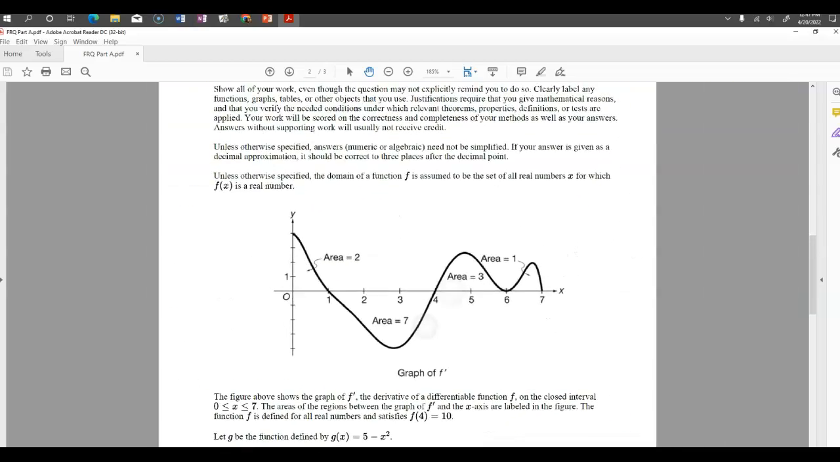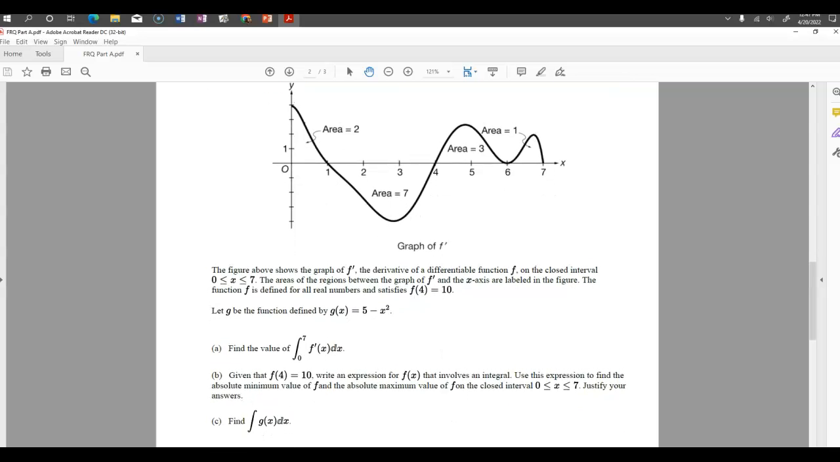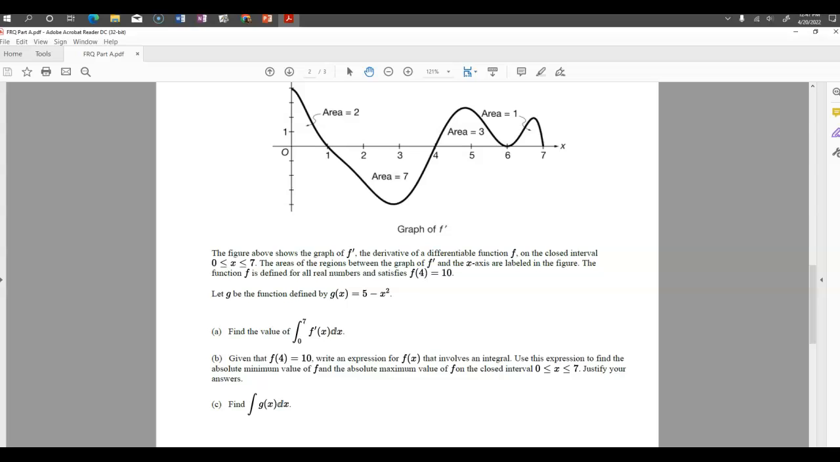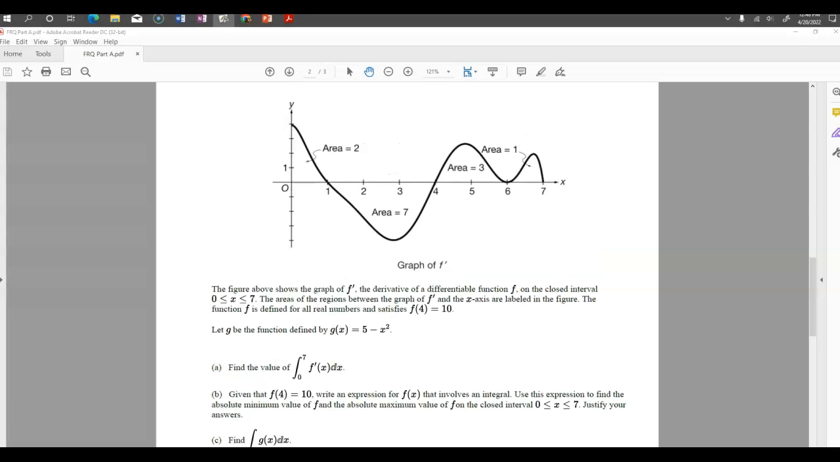So they give us a graph here. And we're only going to be doing parts A and, I forget, what was the other one? We're only going to do parts A and D. The figure above shows the graph of f prime, which is the derivative of f. The areas of the regions between the graph of f prime and the x-axis are labeled in the figure.